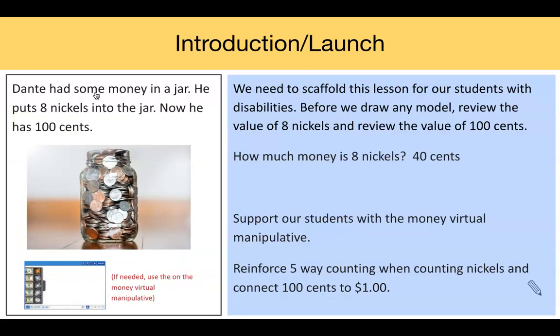So let's start with a problem that our second graders will encounter. Dante had some money in a jar and he puts 8 nickels into the jar. Now he has 100 cents. We do need to scaffold this lesson for our students with disabilities. Before we draw any model, review the value of 8 nickels and review the value of 100 cents.